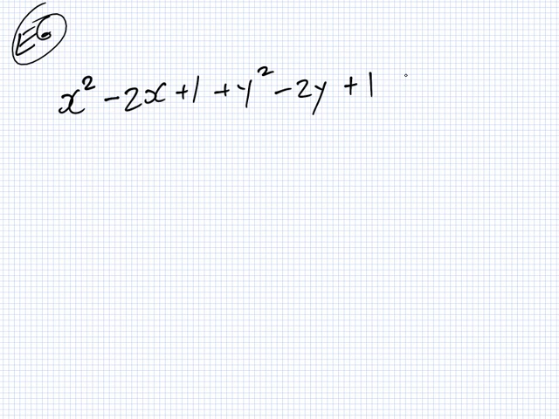Let me give you an exam style question. So, let's see. x squared minus 2x plus 1 plus y squared minus 2y plus 1 equals 1.